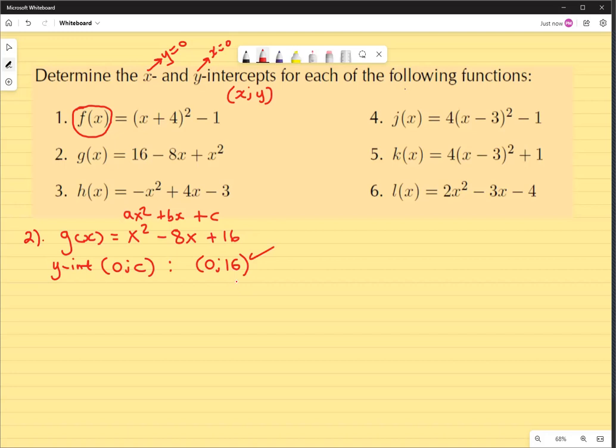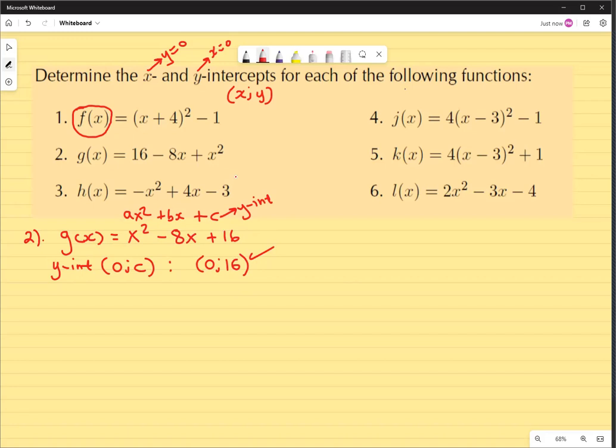Do we see it? If you want to, you can still substitute x with 0 here. You put 0 here, there, and there. You can see that this part will disappear because you multiply by 0, and this part will also disappear. So you have that. But it's good to know that c is the y-intercept of the parabola if it's in standard form.